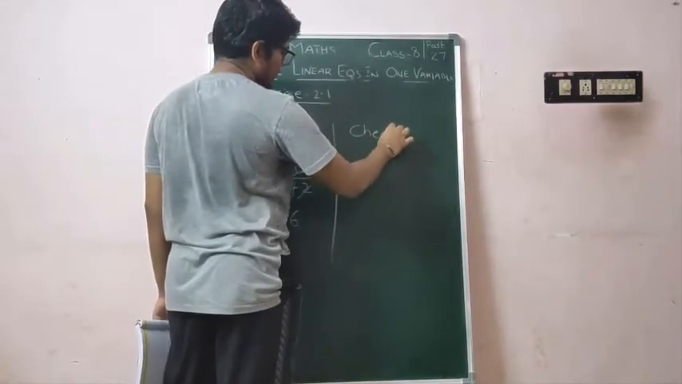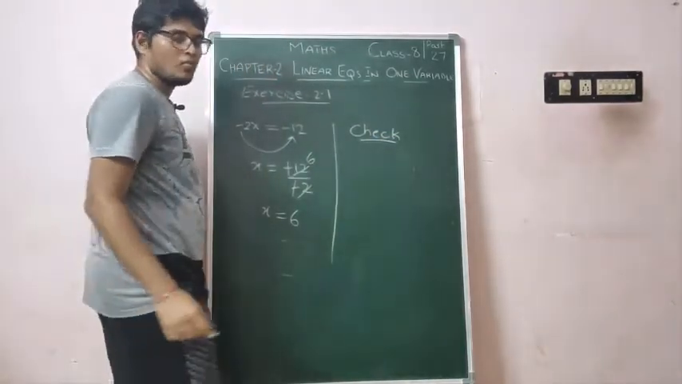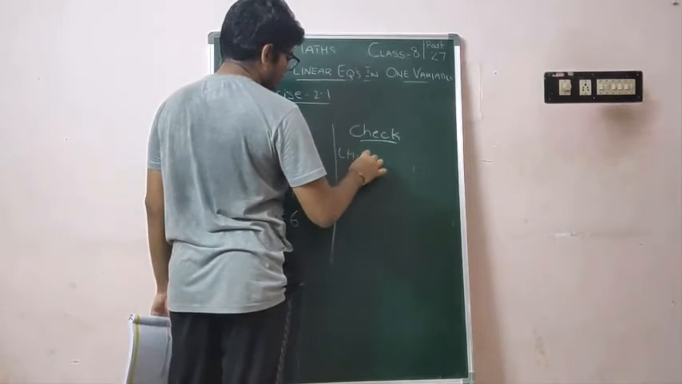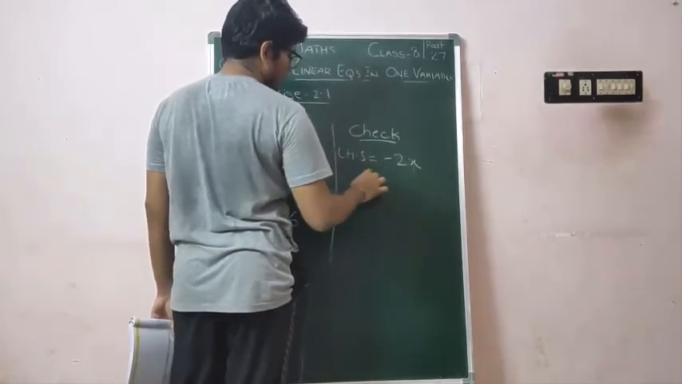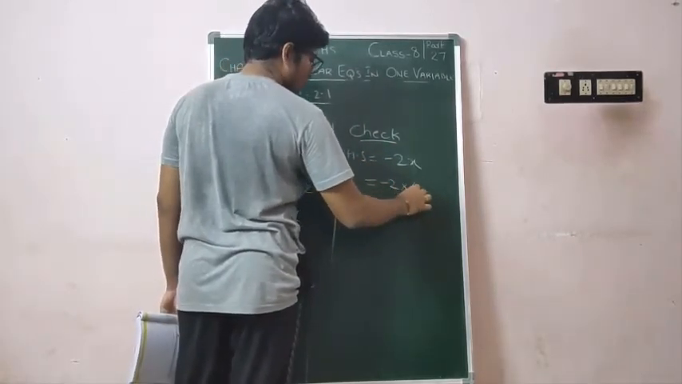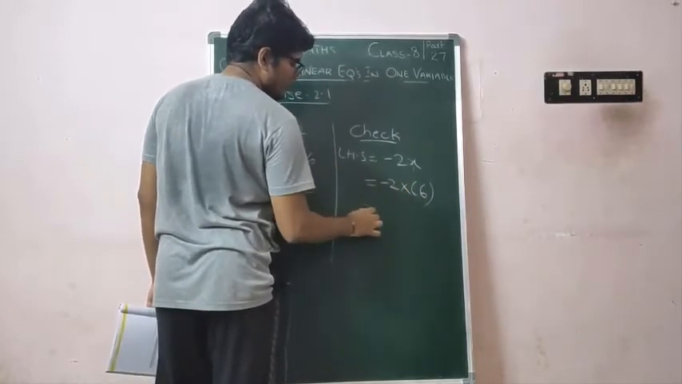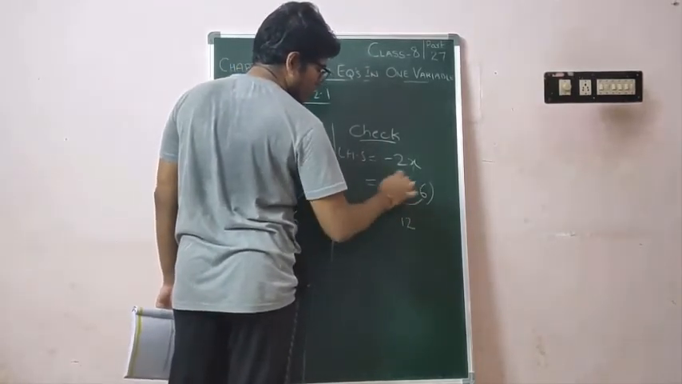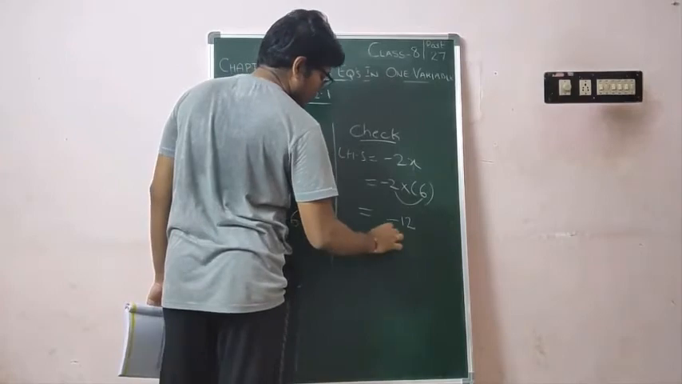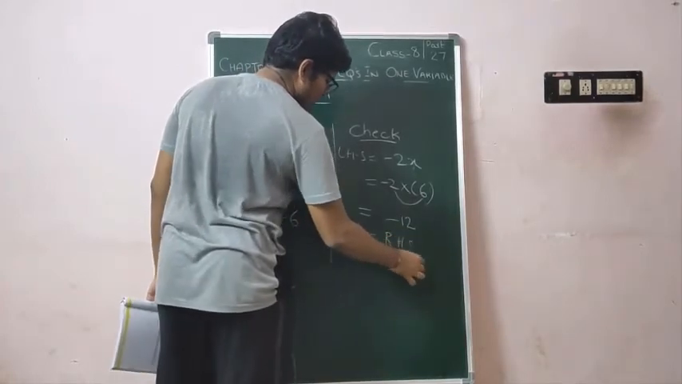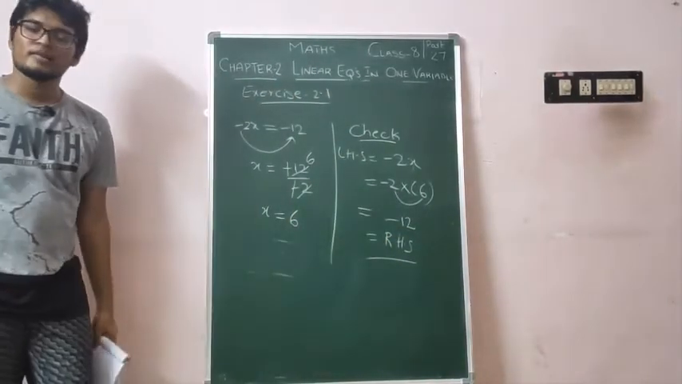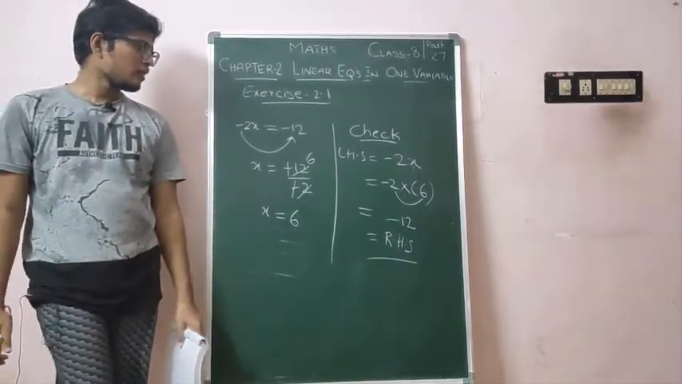Check this. Okay, what is LHS? Equal to minus 2x. This is minus 2. What is the value of x? 6. First, you should multiply the numbers, 2 sixes are 12. And minus into plus is minus. So, this is RHS. And what does this mean? Our answer is correct. Okay.